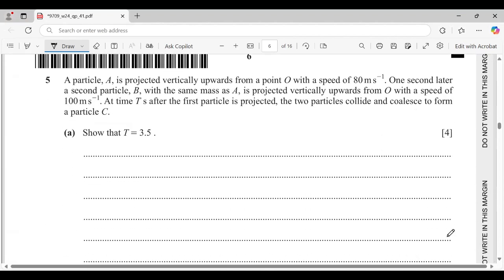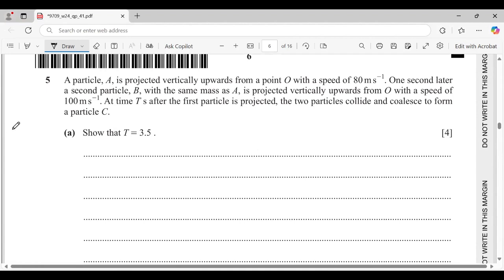Number 5. A particle A is projected vertically upwards from a point O with a speed of 80 meters per second. 1 second later, a second particle B with the same mass as A is projected vertically upward from O with a speed of 100 meters per second. At time t seconds after the first particle is projected, the two particles collide and coalesce to form a particle C. Particle A and particle B collide and become particle C. Okay, so that T equals 3.5.